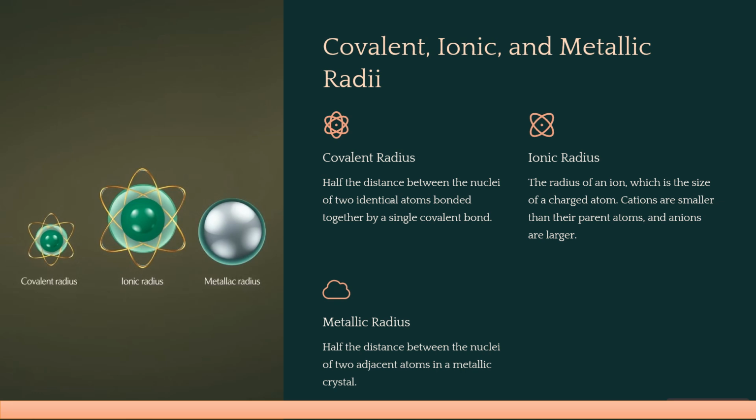There's more than one way to define atomic radius, depending on the type of bond or environment the atom is in. Let's break it down. Covalent radius. This is half the distance between two nuclei in a covalent bond. It's a practical way to measure atoms in molecules.